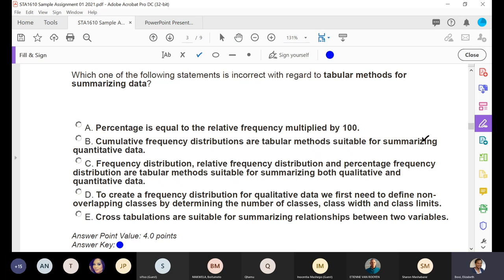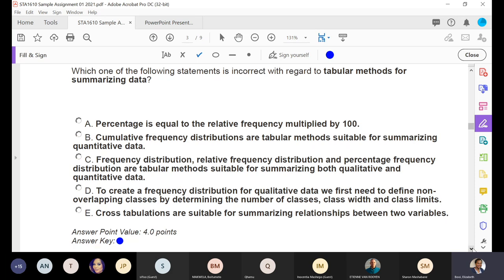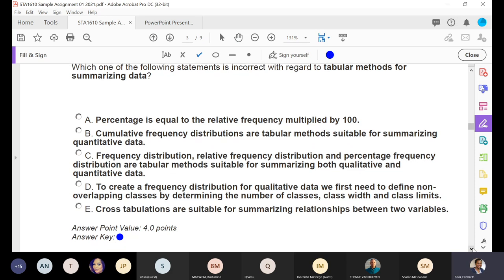All right. So you need a lot of reading and studying in order for you to get the questions right. Okay. Which one of the following statements is incorrect with regards to tabulation? Now we're moving into the area that I didn't describe. Quick, let's do that.